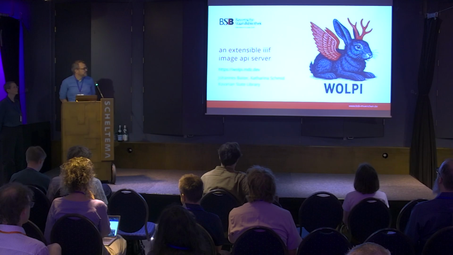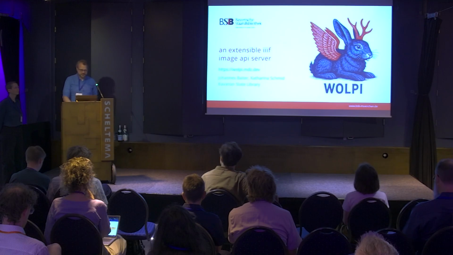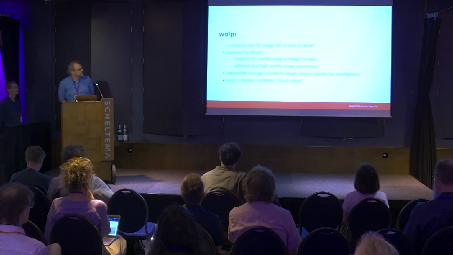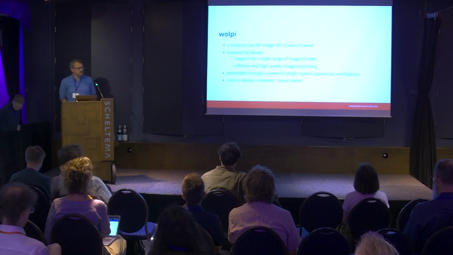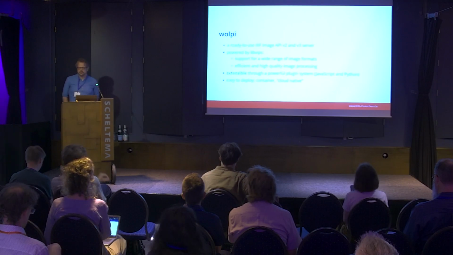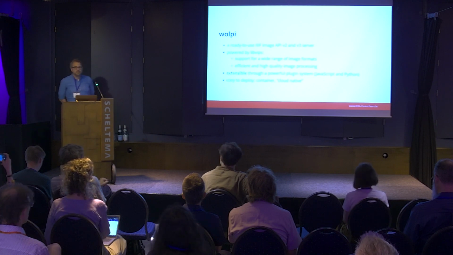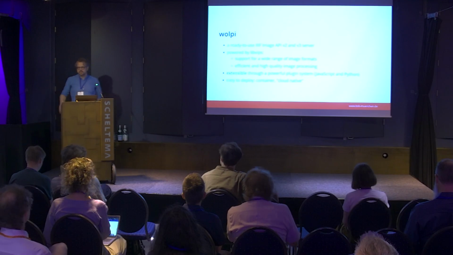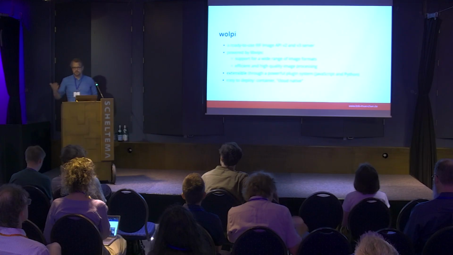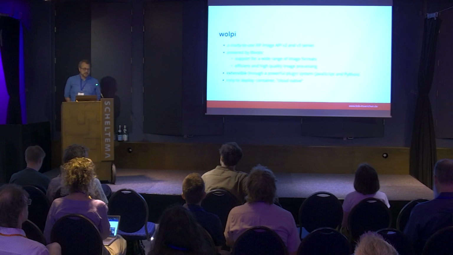And we are presenting our new IIIF image API server, which is a bit like a Wolpi, which is why we called it Wolpi. It's an extensible IIIF image API server. And at its core, it's pretty boring, actually. It's a ready-to-use image API server powered by libvips, a pretty powerful image processing library written in C with support for a wide range of image formats. It also has the ability to plug in new formats, or different parsers for image formats like Kakadu. There's an extension for that. And it has a very efficient and high-performance image processing pipeline, which is very important. It does lazy processing of images.